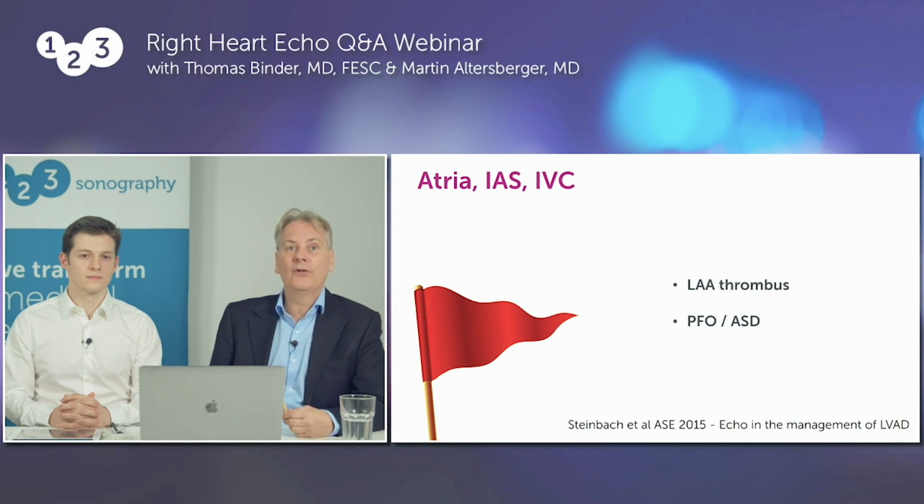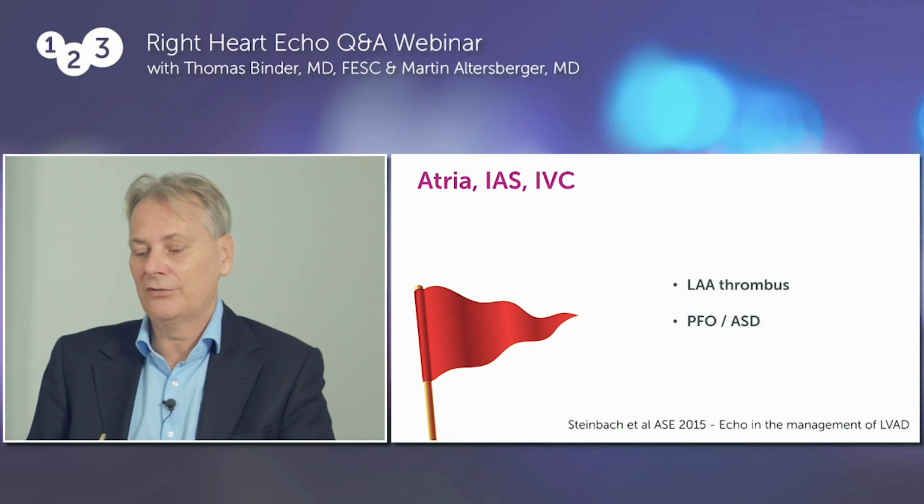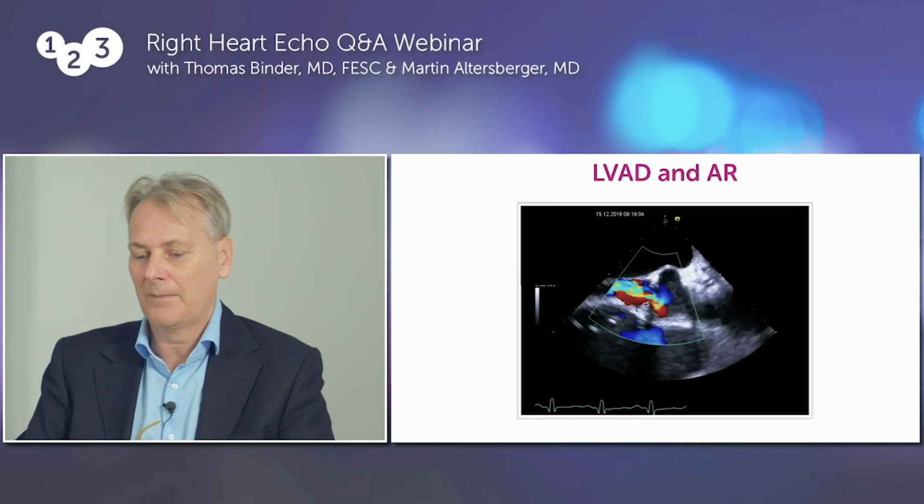What else should you be looking for? A thrombus in the left atrial appendage, and an ASD or a PFO are also not good, because they create shunts and cause hemodynamic deterioration if they're too large.